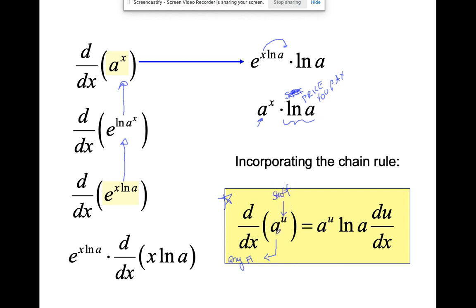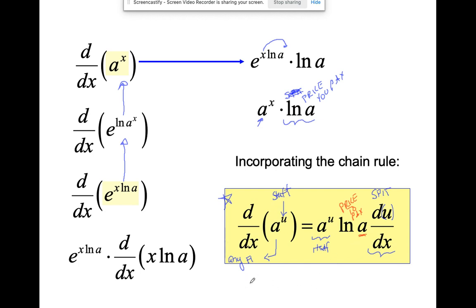The derivative of any number to the stuff is itself, copy and paste, chain rule, spit out the derivative of the stuff, but you also have a price to pay for not being in base e: natural log of that base. Do you see why this also works for e?